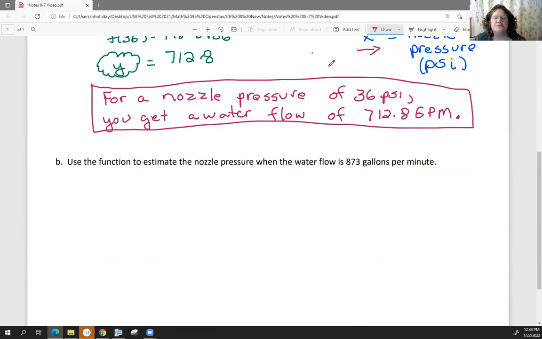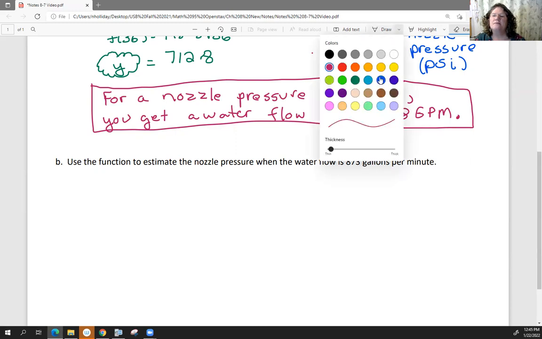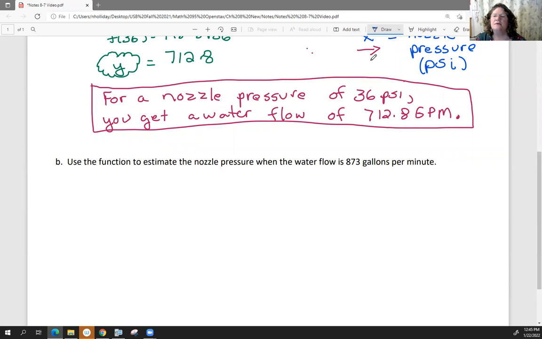Use the function to estimate the nozzle pressure when the water flow is 873 gallons per minute. So the first step is to look at what did they give us? Oh, it didn't switch colors for me. Hold on just 1 second here. Let me fix that up. Okay. Let's try this again.